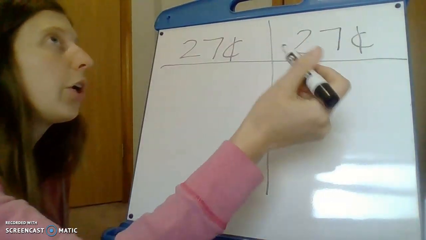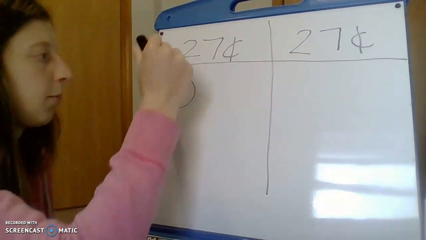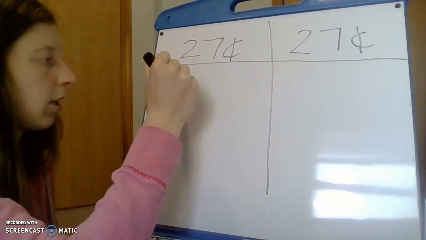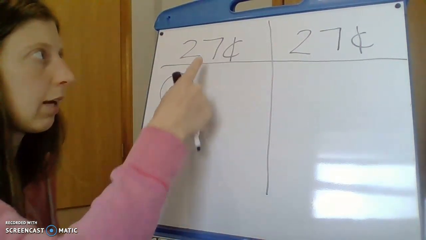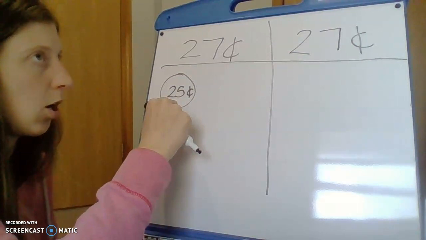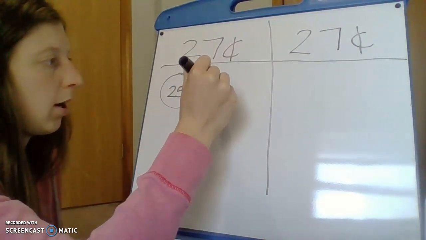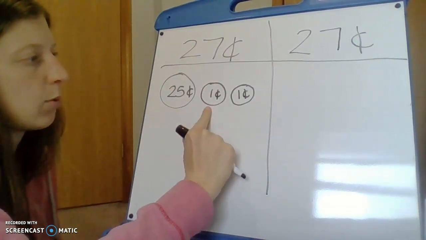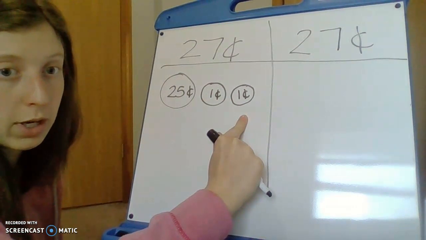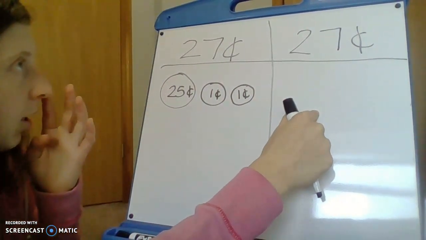27 cents could look like, I'm just going to show you an example. It could be maybe 25 cents, so a quarter. And then I have to get to 27, I'm at 25, so I would have to add 1 penny, 2 pennies, 25, 26, 27. That shows 27 cents. I could also do it a different way.